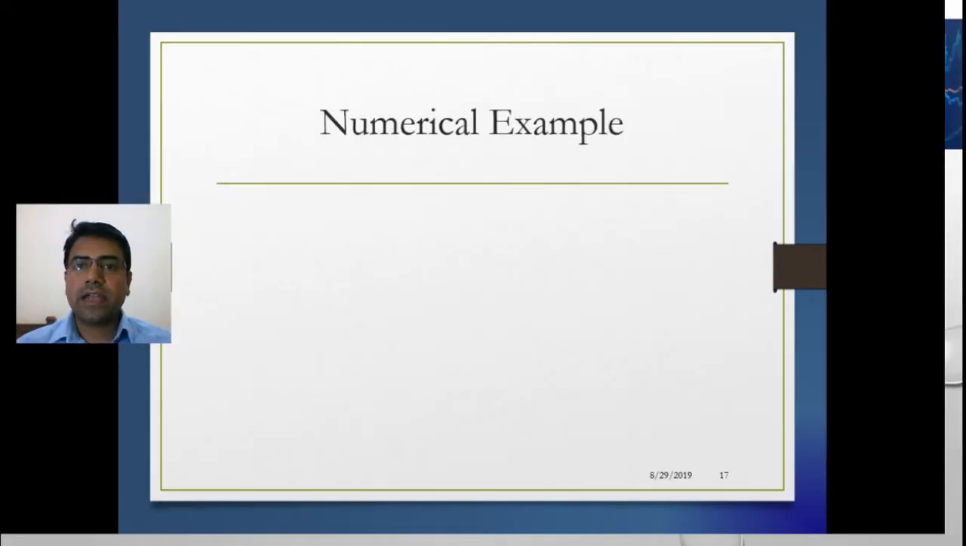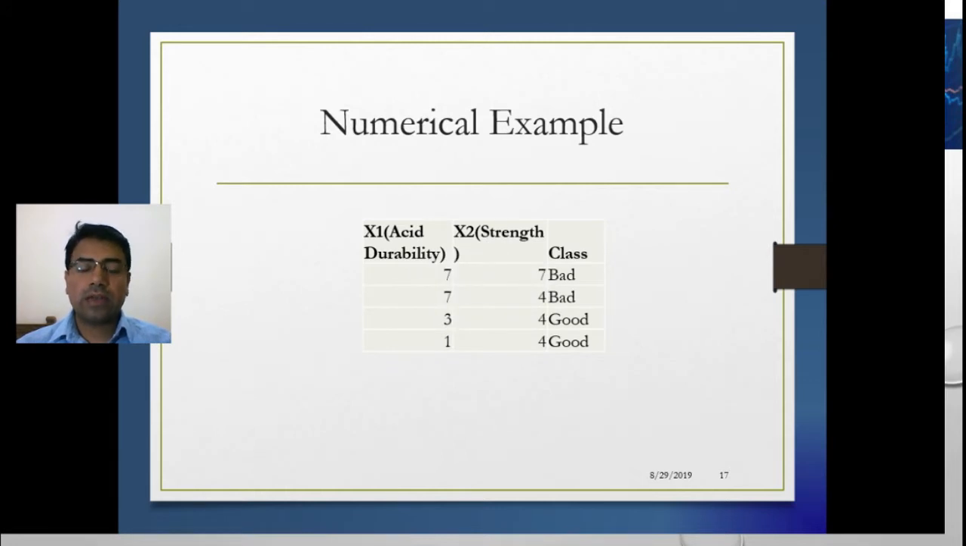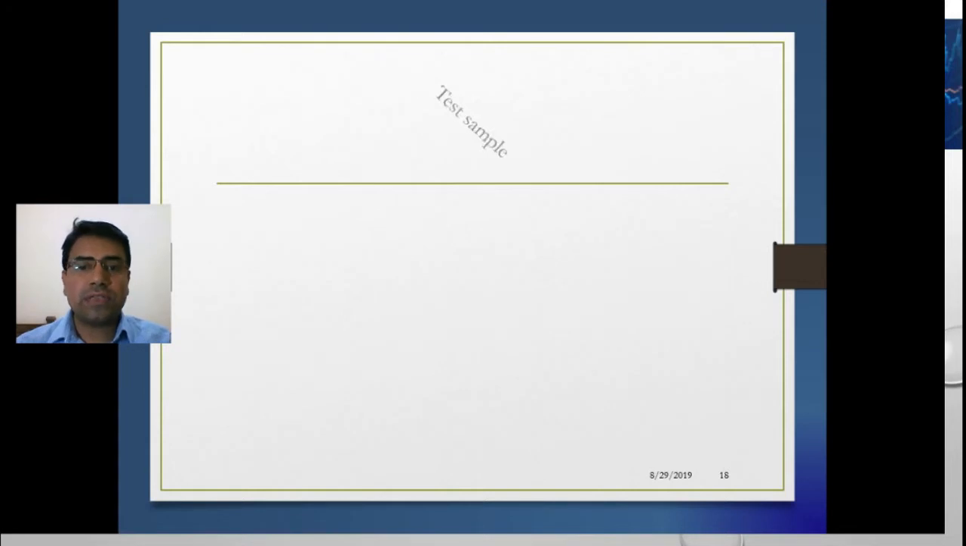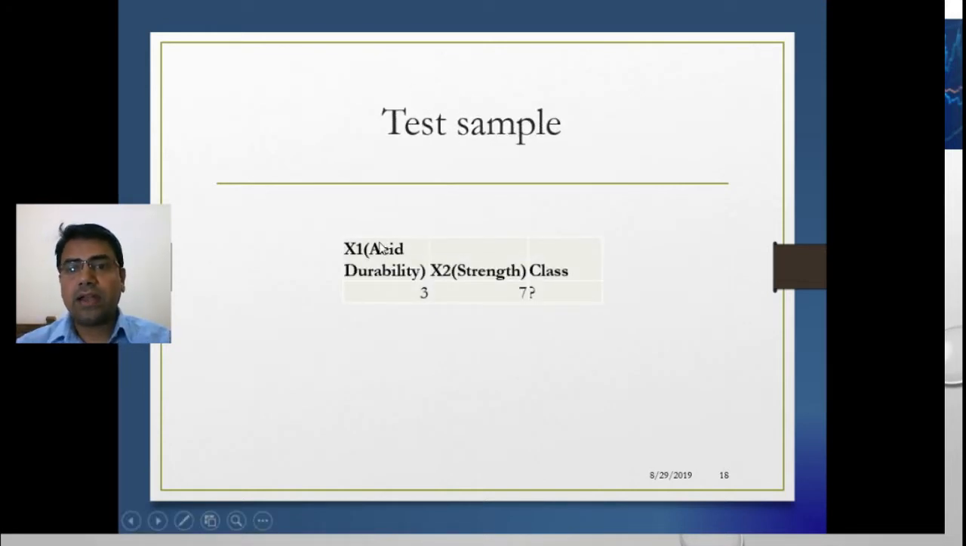Let's consider a numerical example. We have been given a two class problem. There are four samples. One class is of bad samples and another one is of good samples. We have also been given an unknown sample. Here it goes, and it also has the same number of attributes or features, as you can observe from the table, and what we need to decide is what its class is.